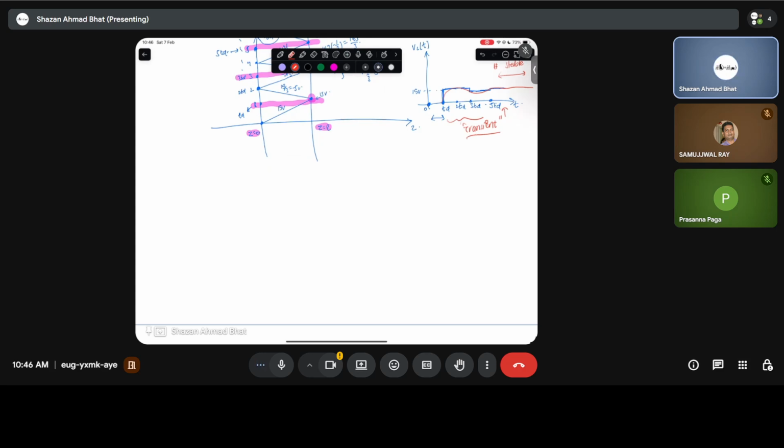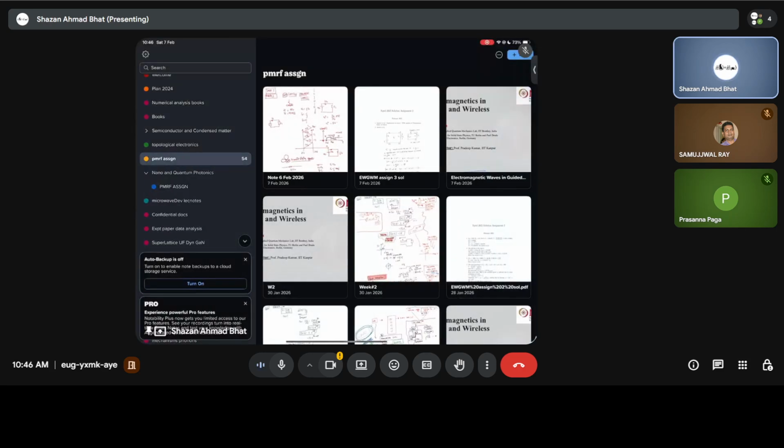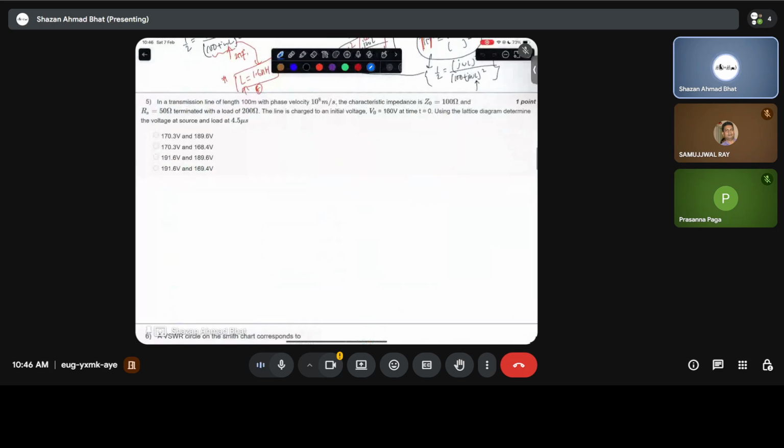Now what is going to happen? Let's take one more example. Let's say we have this particular example here, which was one of the questions from week 2, I guess, wherein you had to compute these particular parameters using the lattice diagram. You had to determine the voltage at the source and load at time t equals 4 microseconds. Now whatever TD and T values you have been using, you now have to use the realistic values. So let's understand this question.